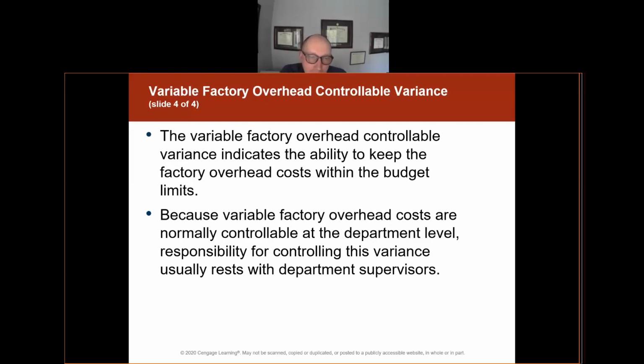So what does all this tell management? Well, it helps management to keep costs within control. And it helps management to manage their variable costs.